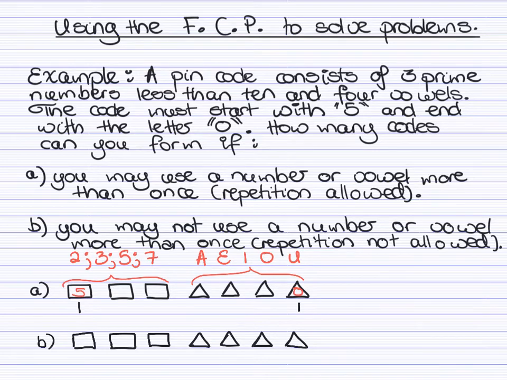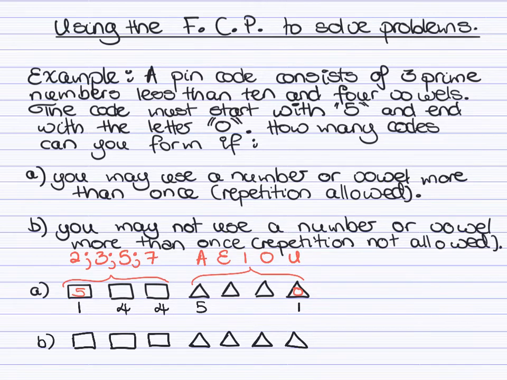Since repetition is allowed, how many prime numbers do you have that you can choose from here for the second block? We have 4 prime numbers to choose from because repetition is allowed. Then for the third block, again, we have 4 numbers to choose from. For the vowels, the first triangle, how many letters do we have to choose from if repetition is allowed? We have 5 letters to choose from.